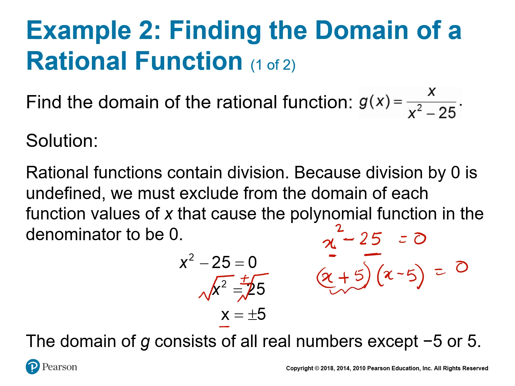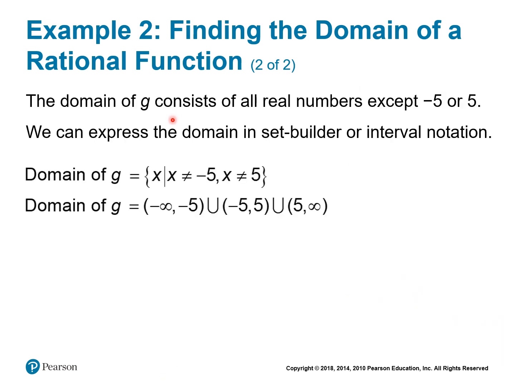Then make each factor equal to 0 and solve for x. X equals negative 5, and then take the second factor, which is x minus 5, make it equal to 0, and you'll get x equals positive 5. You get the same solution, but you can use the square root method as well, the way they have done here, but I just wanted to show you the other method as well. So how do we express the domain when we have two values to exclude?